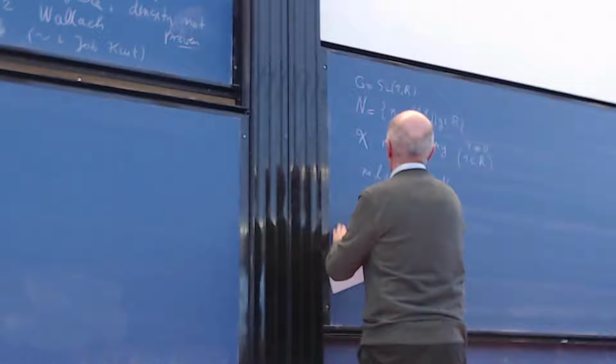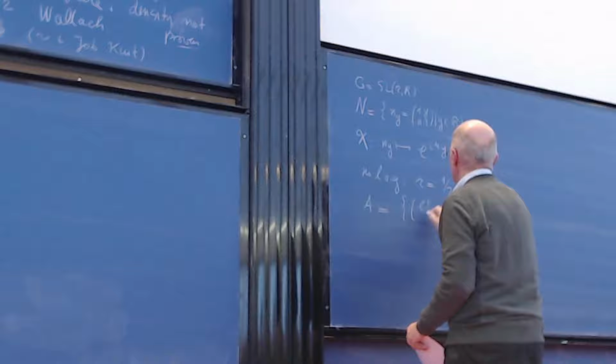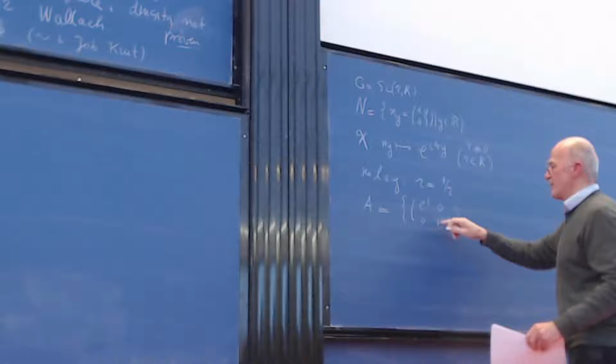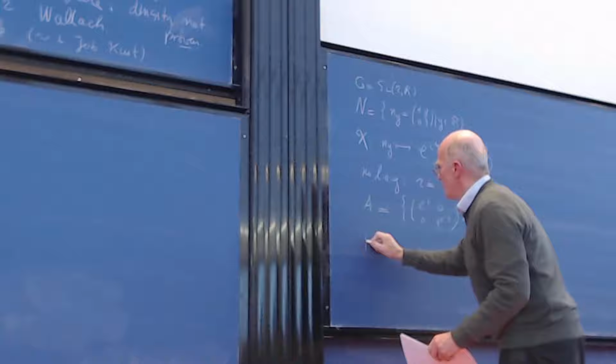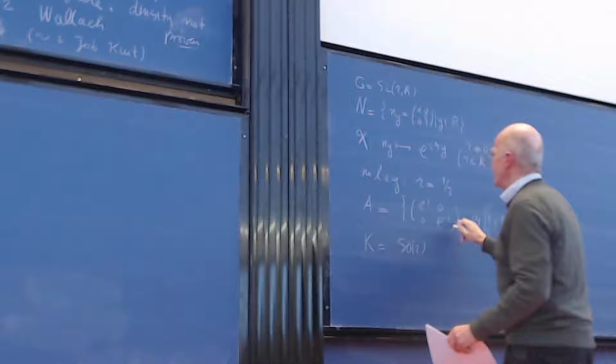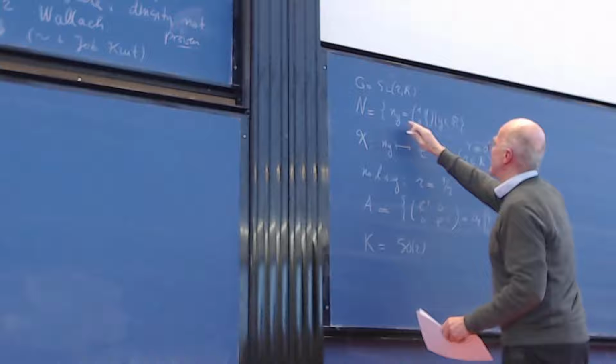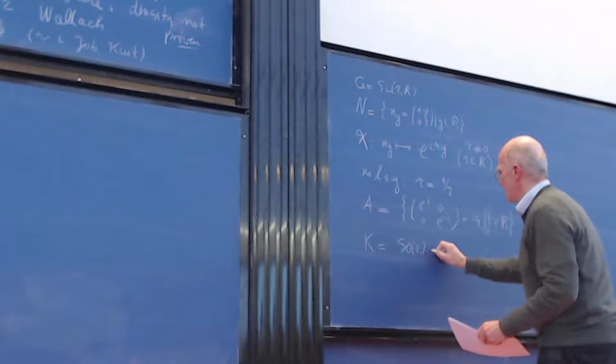Another group that I will need is the group A, consisting of the diagonal matrices with positive entries in SO2R. The determinant should be 1, so it can always be written like this. Let's call this A_t, where t runs over the reals. And there is another group which I need, that is K, which is SO2. So A stands for abelian, N stands for nilpotent, so the Lie algebra is nilpotent, K stands for compact. SO2 has the following parameterization. K_phi is the rotation by angle phi.